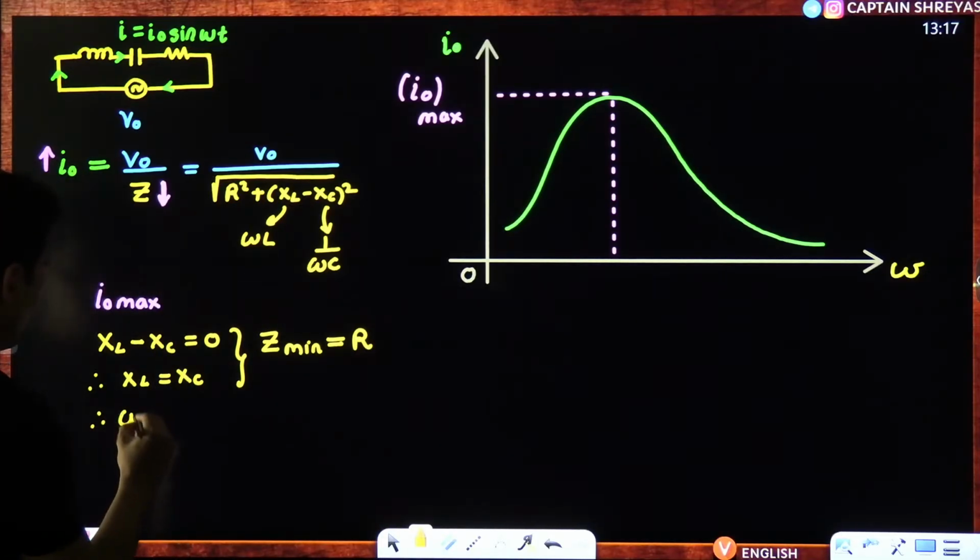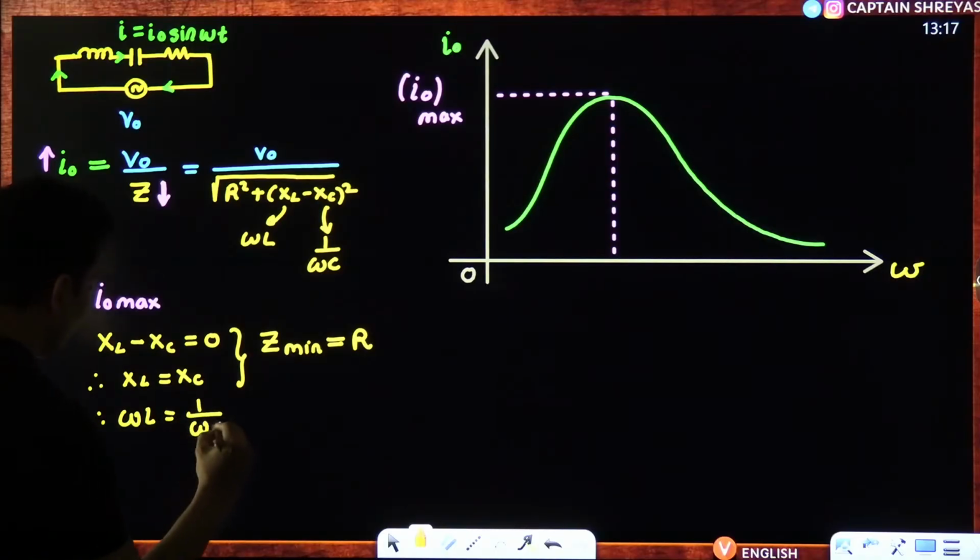XL value is omega L. XC value is 1 by omega C.